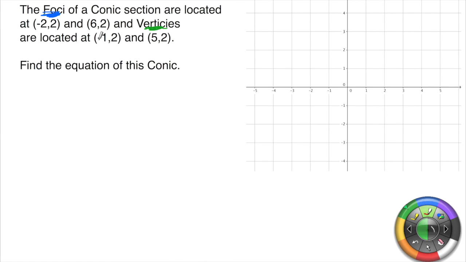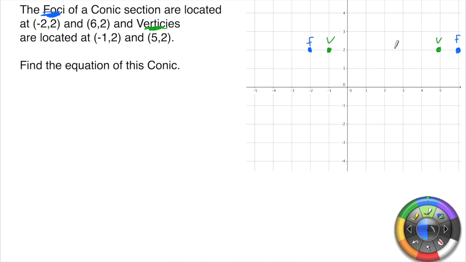I'll start with the vertices. Negative 1, 2, and 5, 2. And these would be the vertices. All right, foci: negative 2, 2. There's a foci. And 6, 2, which is over here. And there's my other foci. Now the foci are outside of the vertices, so this thing is definitely a hyperbola.